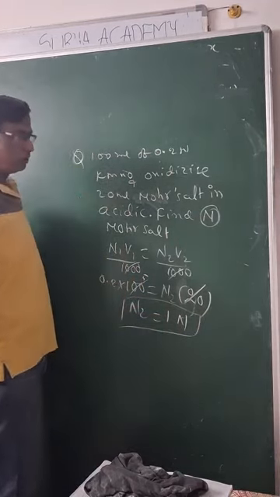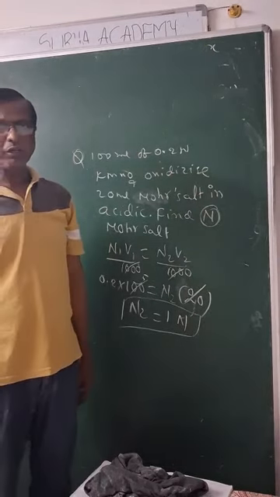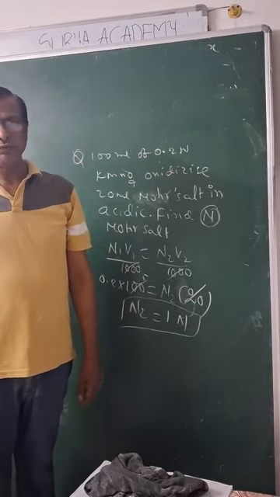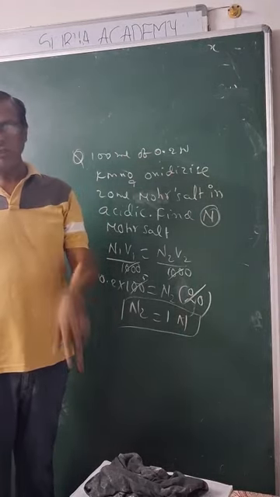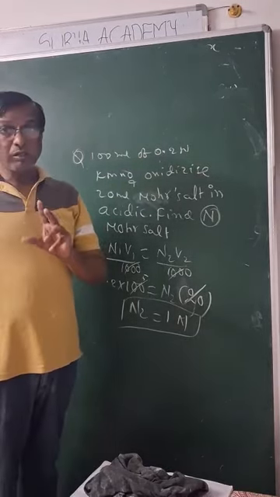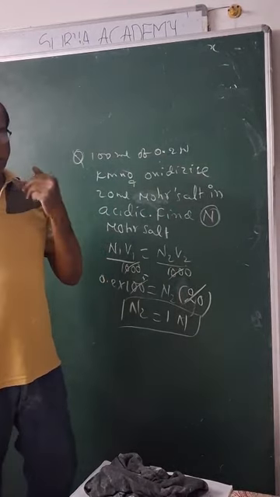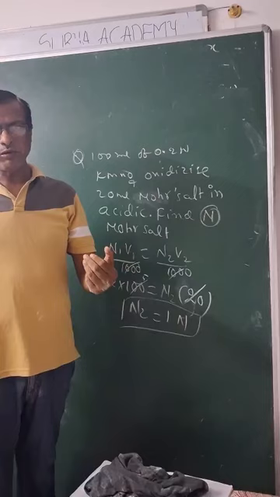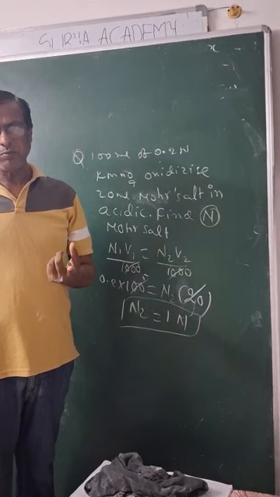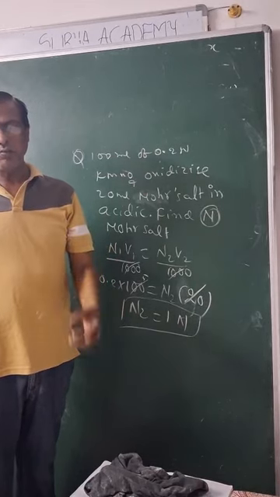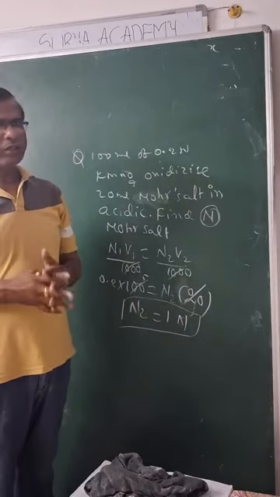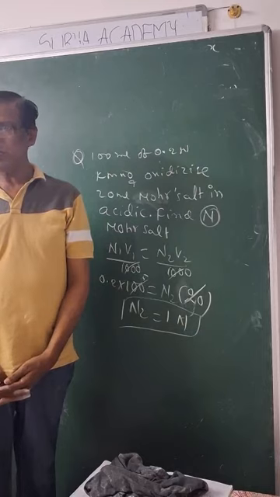Two substances react in a 1:1 ratio of their equivalents. Any two substances, acid and base, oxidant and reductant, react in a 1:1 ratio of their equivalents. 1 gram equivalent of A reacts with 1 gram equivalent of B, or 1 gram equivalent of acid reacts with 1 gram equivalent of base, or 1 gram equivalent of oxidant reacts with 1 gram equivalent of reductant. So substances react in a 1:1 ratio of their gram equivalents.